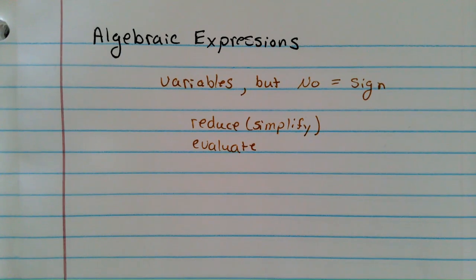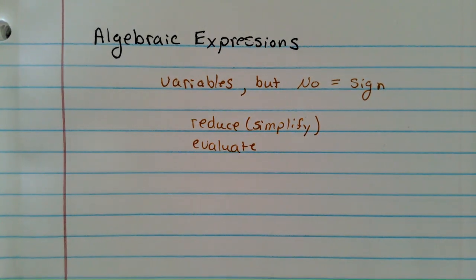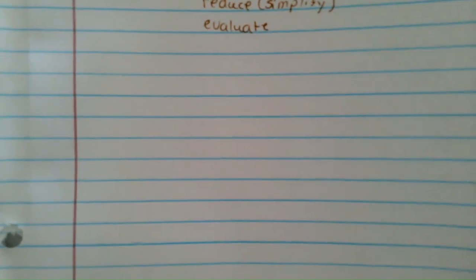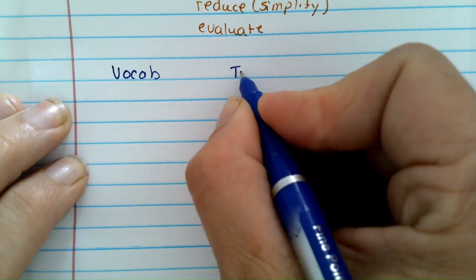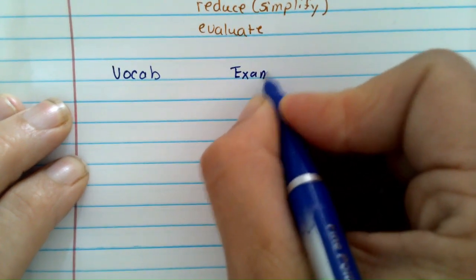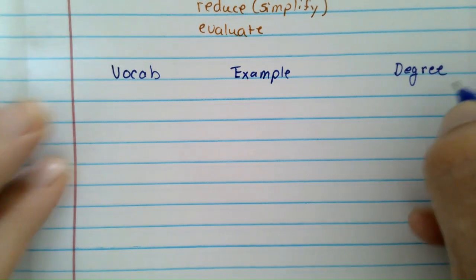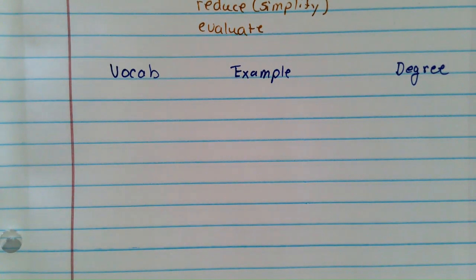So we're going to talk about some vocab, and it's really big in algebra. Depending on your textbook, you might see these words come up a lot, and I use them interchangeably as needed. Sometimes I forget I'm using them and that not everybody knows them. So I'm going to give you the vocab word, I'm going to give you an example, and then we're also going to talk about a degree. And the degree also has vocabulary that goes along with it, but I'm not going to worry about that vocab right now.